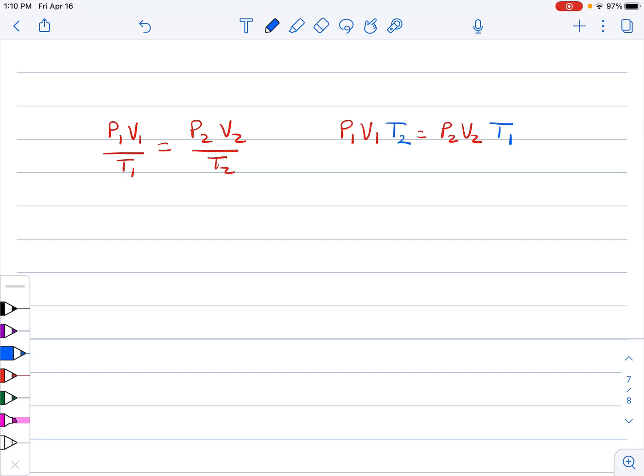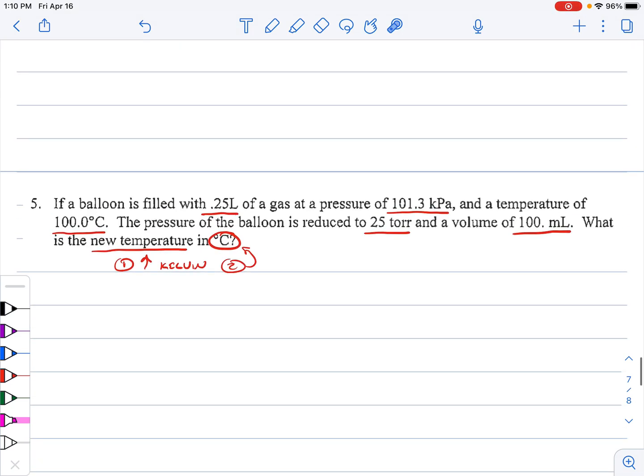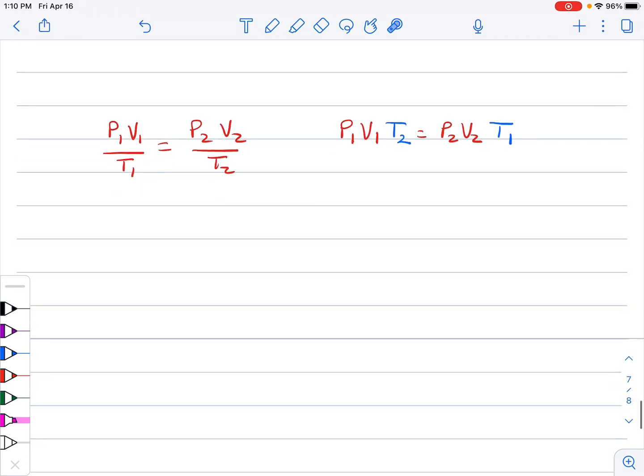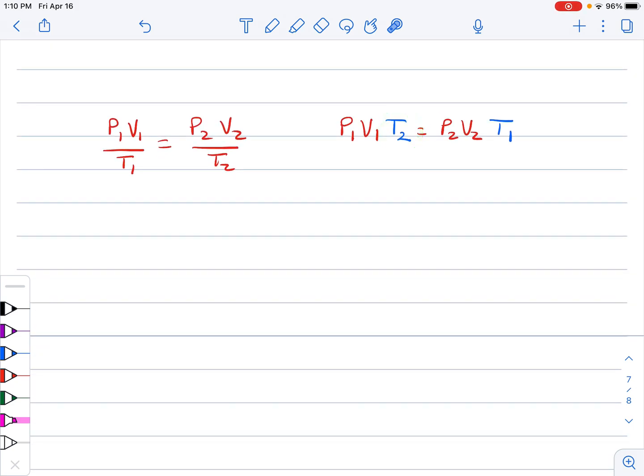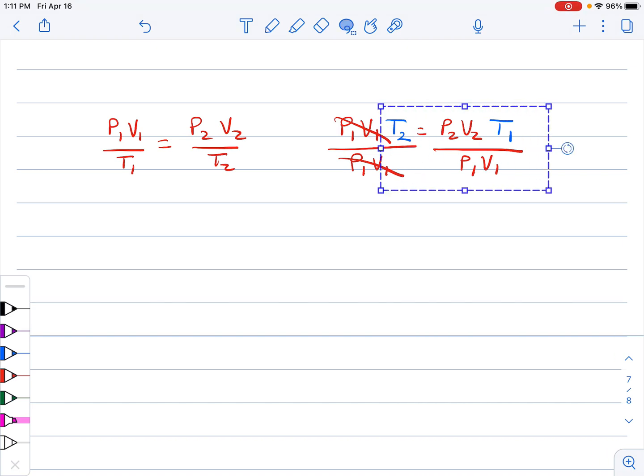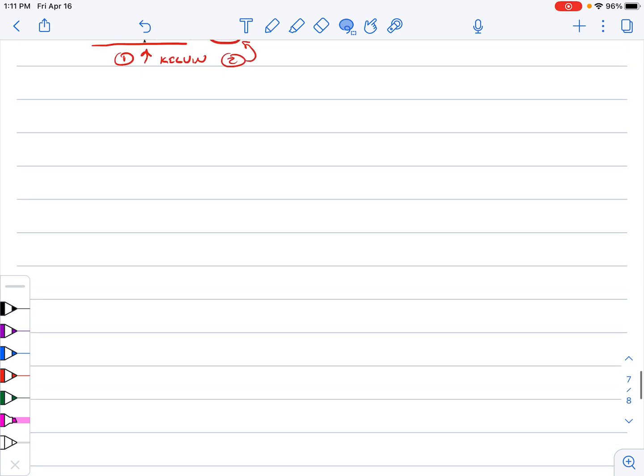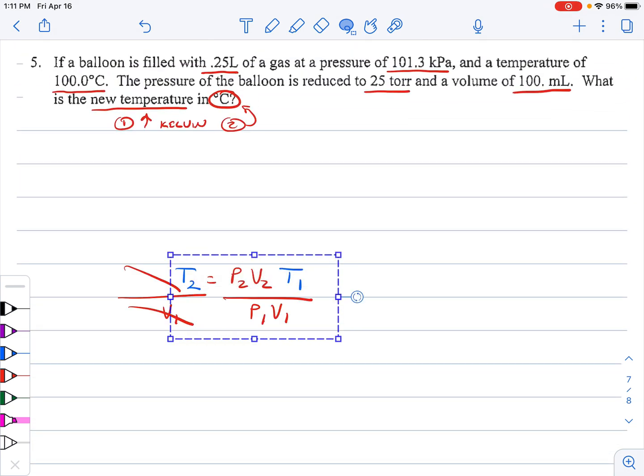And the reason I do that is because, for example, in this problem where I'm looking for what's the new temperature, right here is my new temperature. That's T2. All I have to do is take both sides and divide by P1 V1, and I'm done with my algebra. It works for any of these 6 variables. So I'm going to go ahead and copy that because that's the formula I need. I'm just going to put it right here for right now, and we'll come back to it in a second.